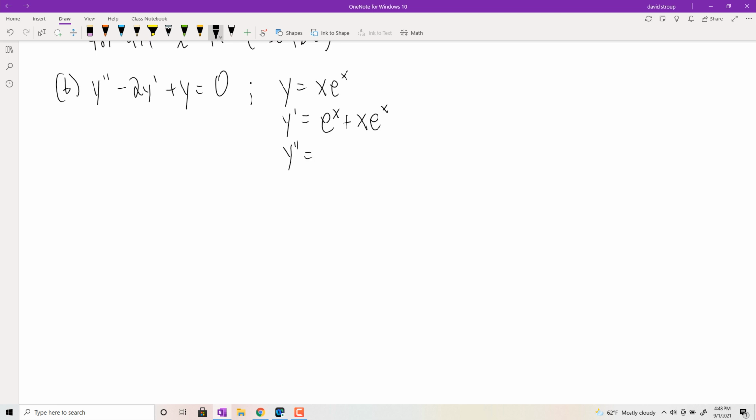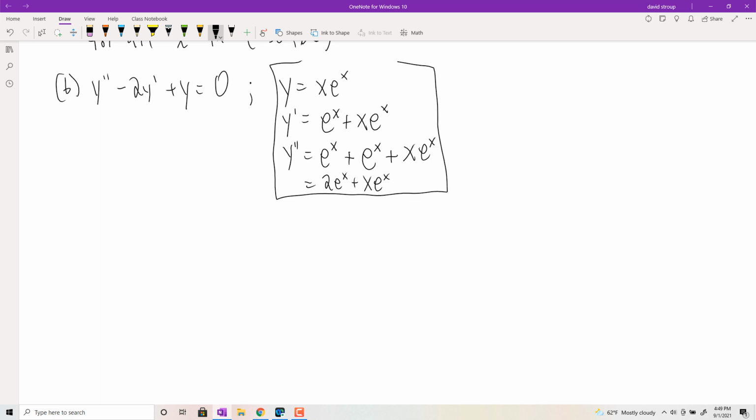Second derivative: derivative of e to the x is e to the x, plus the derivative of x e to the x, you've got to do product rule. So leave e to the x alone, the derivative of x is 1, so 1 e to the x plus x, derivative of e to the x is e to the x. Simplify that thing: 2 e to the x plus x e to the x. Okay, so that's my given information. I want to use that to get the sides to equal each other.